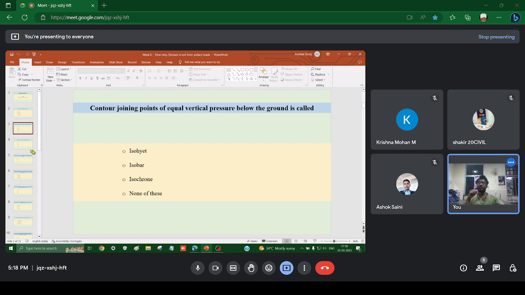Next question. The Poisson's ratio for elastic materials varies between. The options are 1 to 2, 0 to 1, 0 to 0.5, 0.5 to 1.